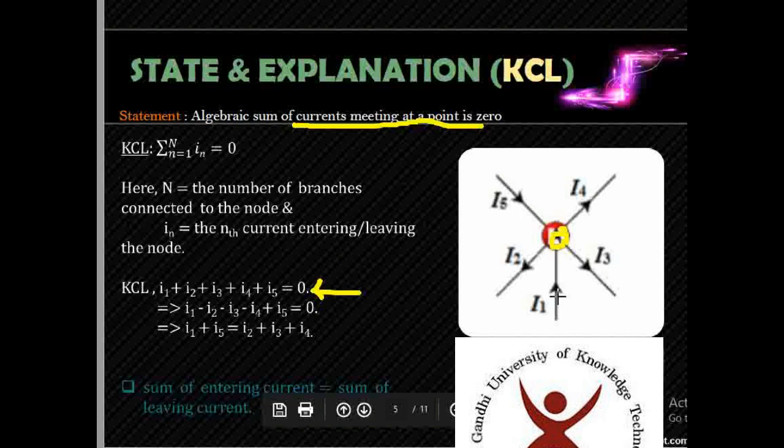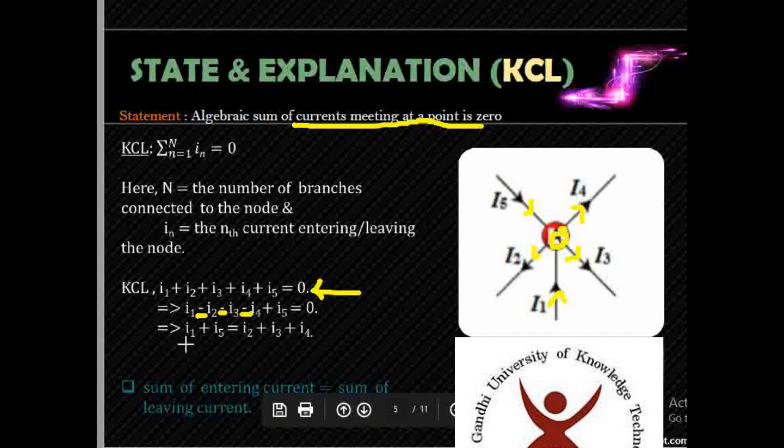Here you can see the current I1 is entering the node and current I5 is also entering the node, but the currents I2, I3 and I4 are leaving from the node. I am going to take the notation for currents entering a node as positive and for currents leaving the node as negative, so I can write the expression for KCL as: I1 is entering the node, so positive I1, and I2 is leaving the node, so negative. I3 is also leaving the node, negative. I4 is also leaving the node, negative, but I5 is entering the node, so positive.